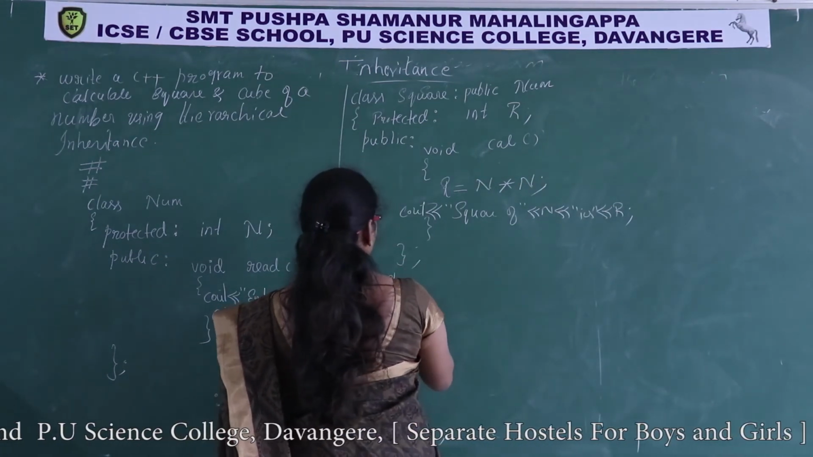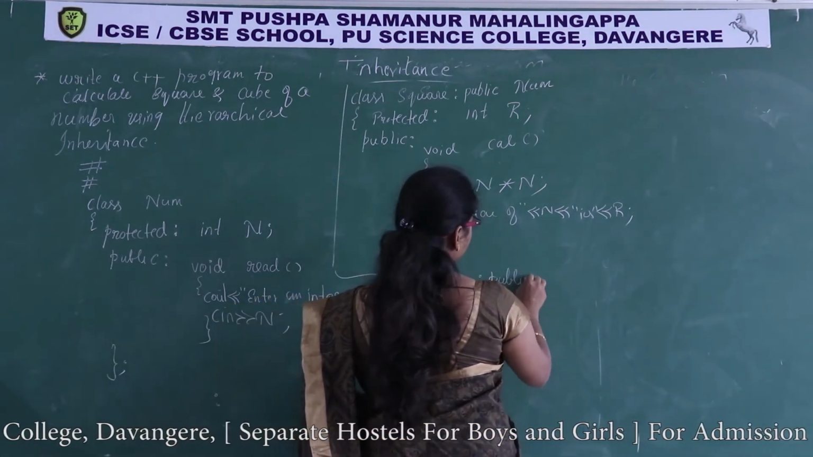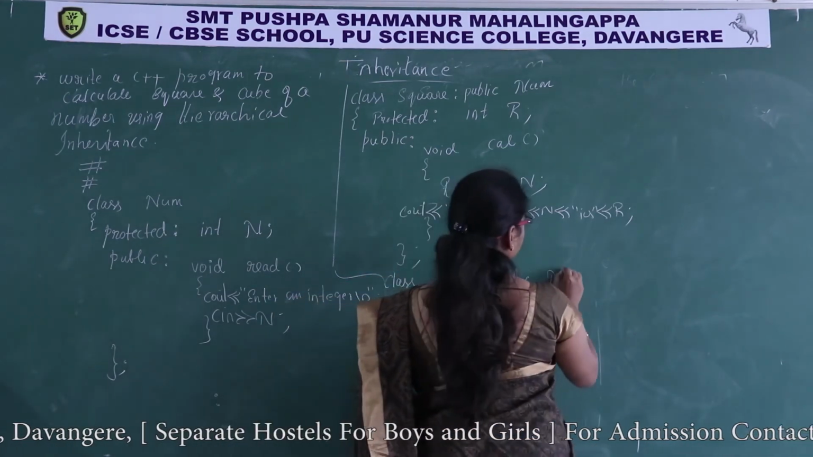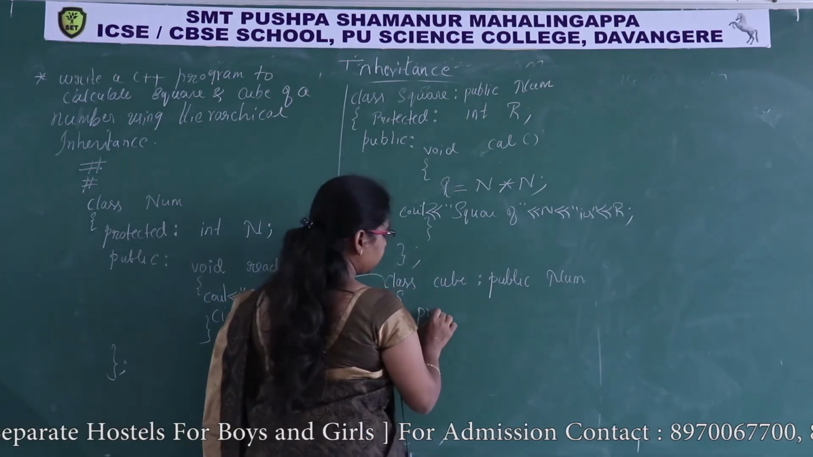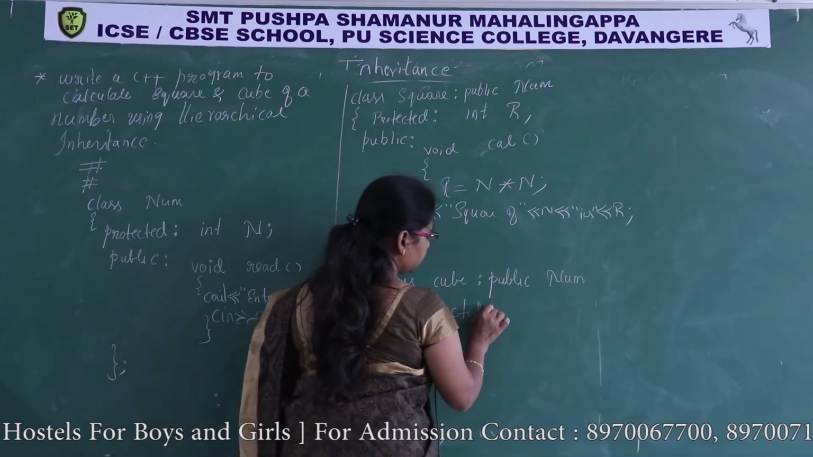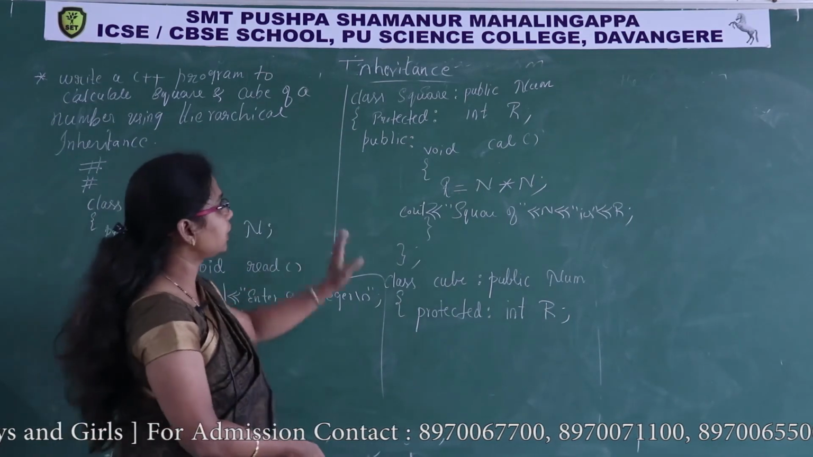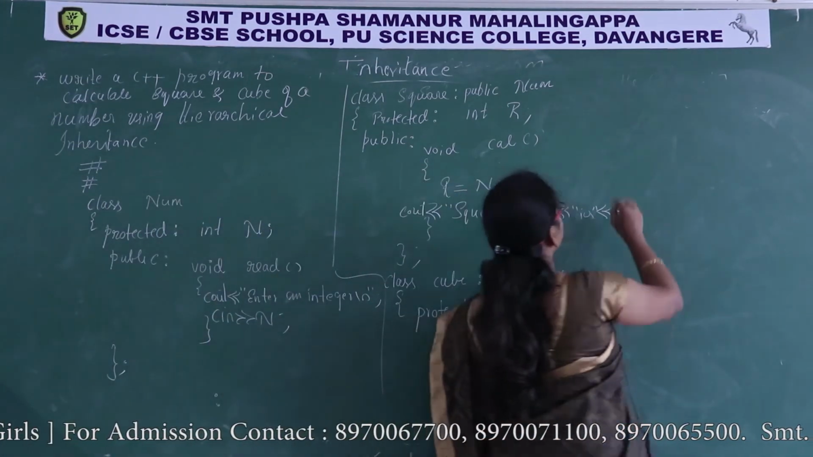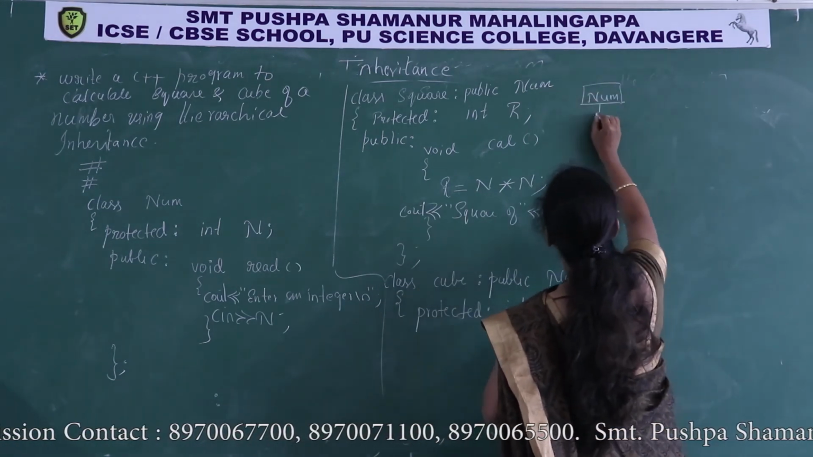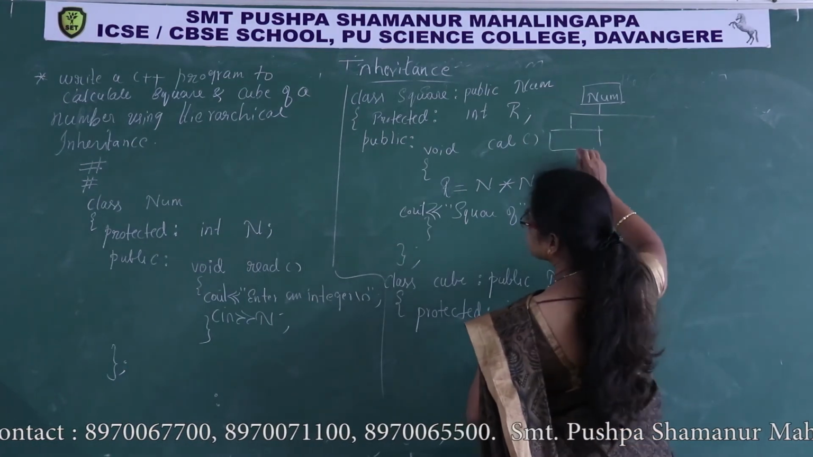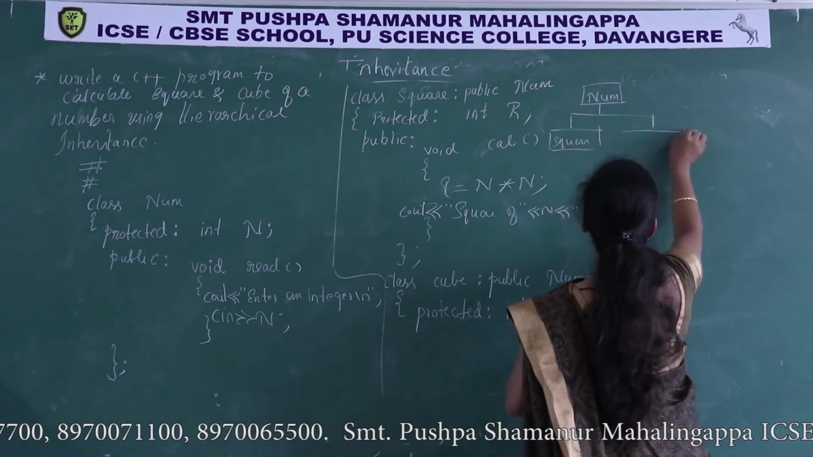So another class, cube, colon, in the public section, public mode of inheritance, base class is num. Here also I'll take a data member to store the result, protected colon int r. So this class is different from that class. The pictorial representation would be like this: this is the num class, and this is square, and this would be cube.